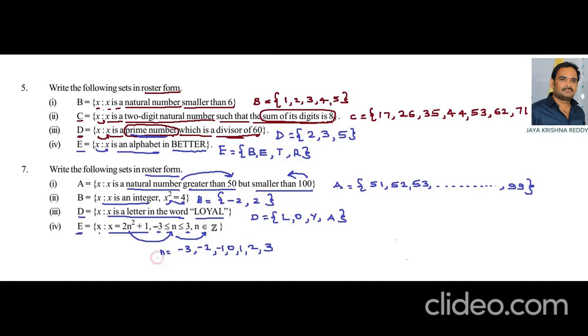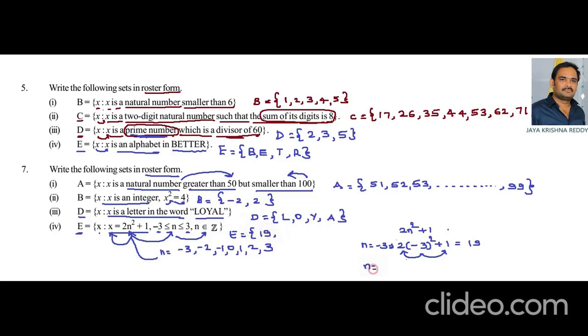Now what we have to do, substitute the n value in this formula, 2n square plus 1. So what is the result? The result is x, that will be an element of the set E. Suppose the formula is 2n square plus 1. If the n value is equal to minus 3, then what is the result here? 2 times minus 3 square plus 1. Minus 3 square is 9. 9 twos are 18. 18 plus 1 is nothing but 19. So one element of this set E is 19.